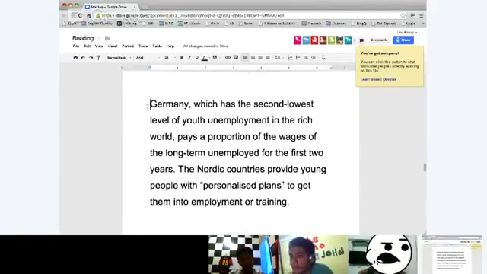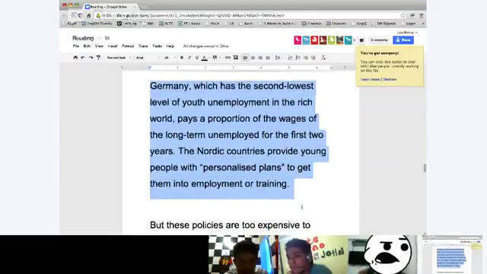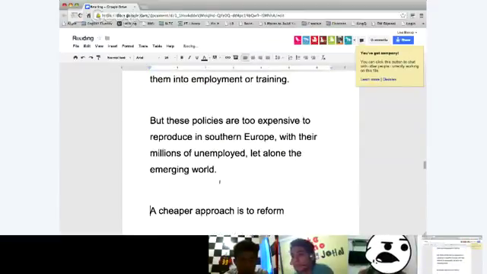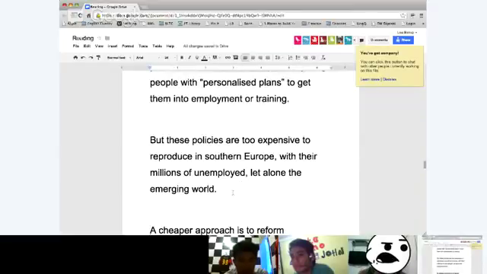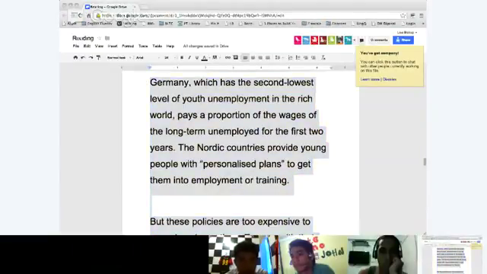Germany, which has the second lowest level of youth unemployment in the rich world, pays a proportion of the wages of the long-term unemployed for the first 2 years. The Nordic countries provide young people with personalized plans to get them into employment or training. But these policies are too expensive to reproduce in Southern Europe with their millions of unemployed, let alone the emerging world.